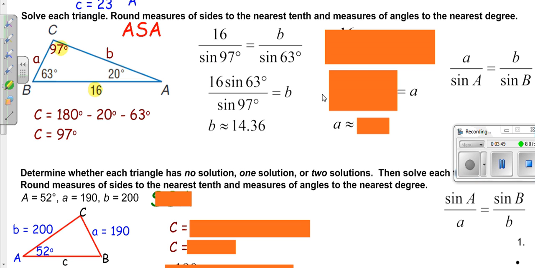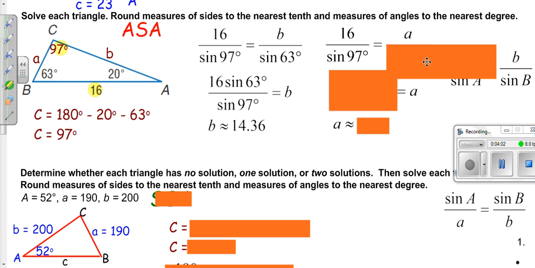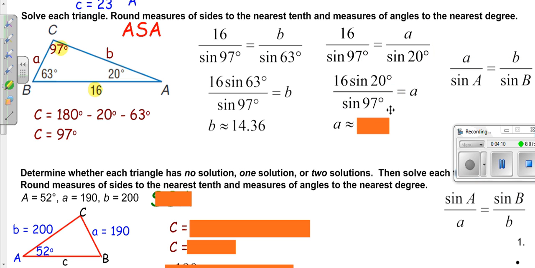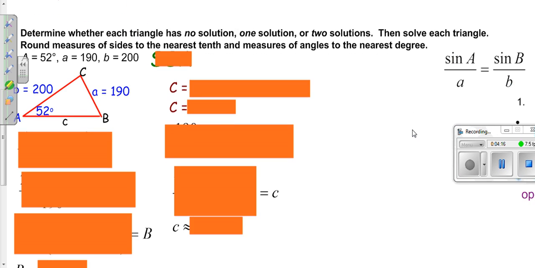We pretty much have to do the exact same thing, but for side A. So we're going to still go with what we were given initially here, the 16 over the sine of 97, equals our A, which we're looking for, over the sine of the angle opposite that, which is our 20. Multiply both sides by the sine of 20. It's our calculator ready form. Type it into our calculator and we get our answer. Then we'll move on down to this one here.